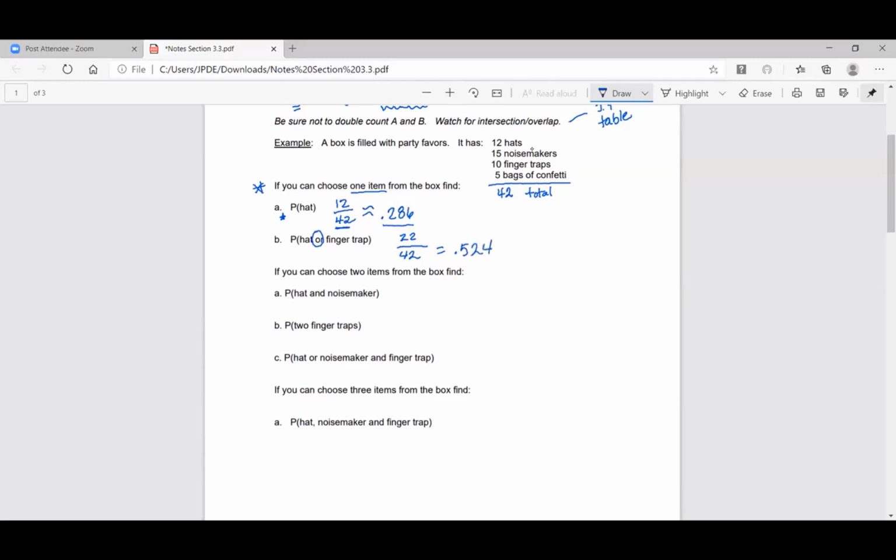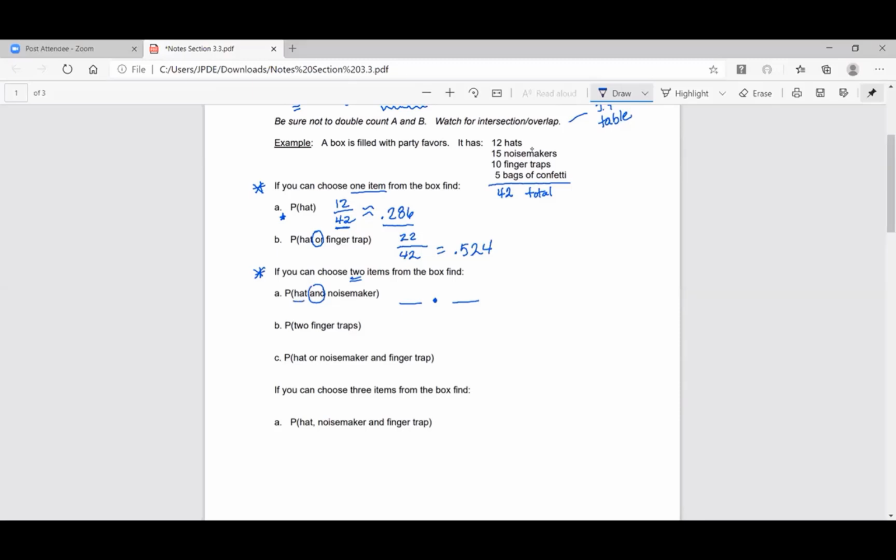Okay. So that really isn't much different than what we were working on before, just a little more practice. So now the next one we're going to look at, it says if you choose two items from the box. So this time we're going to go in the box, we're going to grab one item and another item. So because it's an and, we're going to multiply. So I'm going to have two different blanks to fill in.